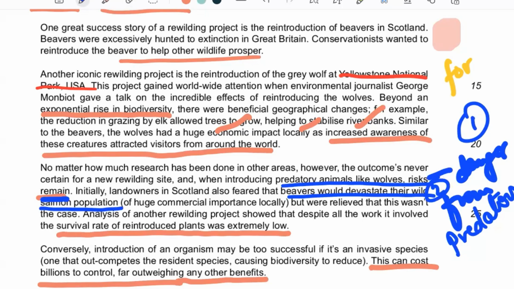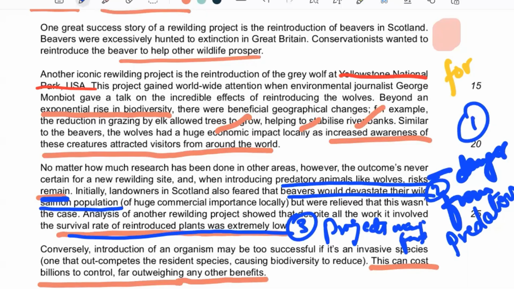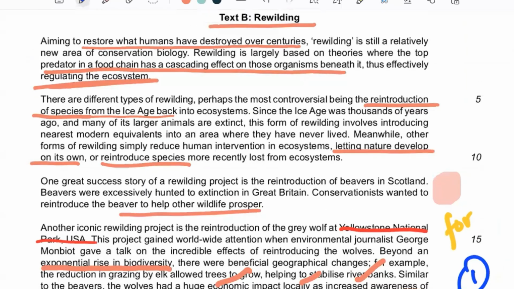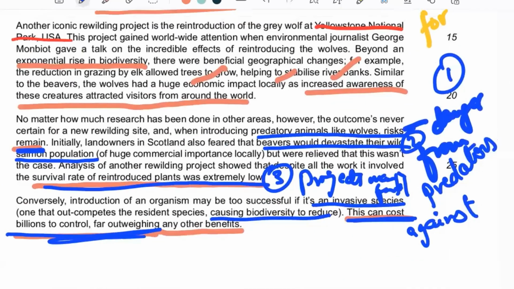Okay, then we have the survival rate of introduced plants was extremely low. This is the third against point. Now, this another one is that was extremely low, which means that the projects may fail. Projects may fail, right? And then we have species may become invasive. Invasive species, it reduces biodiversity, and it is very expensive to manage. This is going to be the arguments in against, right? All the last paragraphs are against, and the first beginning paragraphs are the for arguments, right? I'm sure you got a clear gist of it.